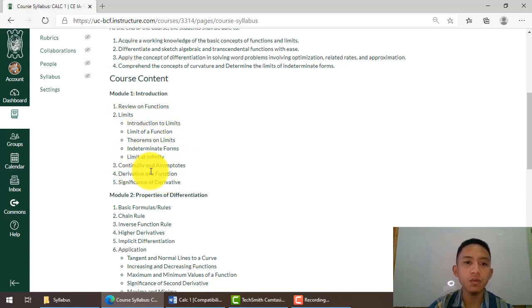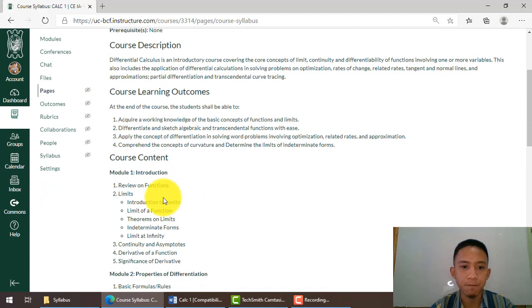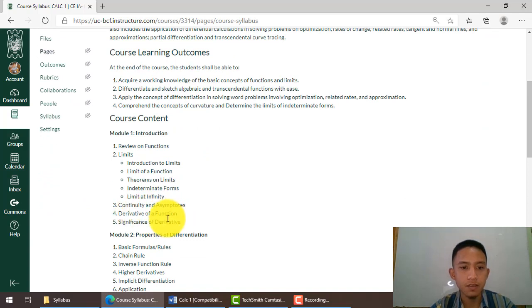And then after that, continuity and asymptotes. These deal with the graphs or sketches of our equations, and we will understand what these are. Then the derivative of a function. Using these limits, we will start understanding differential calculus, which we call the derivative. Derivative of a function. And then of course, what is the significance? In actual scenarios or actual problems, what does this derivative signify? What is the meaning of that in actual problems?